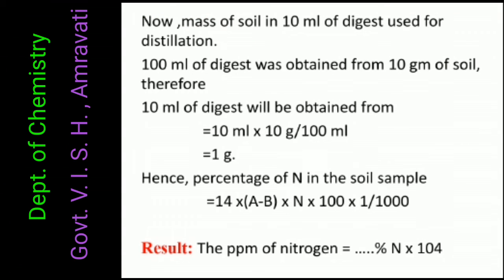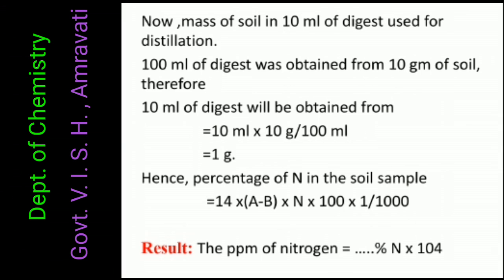Now, mass of soil in 10 ml of digest used for distillation: 100 ml of digest was obtained from 10 gram of soil, then 10 ml of digest will be obtained from 1 gram. Hence the percentage of nitrogen in the soil sample is equal to 14 multiplied by (A minus B) factor into N into 100 into 1 divided by 1000.